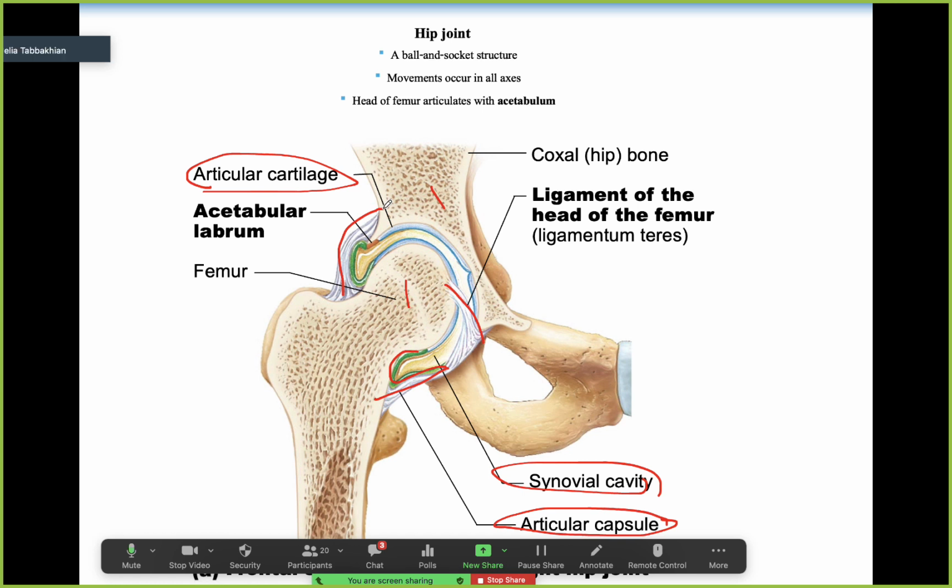So it just looks like something more complicated, but it still has the same features as a typical synovial joint. This is considered a ball and socket joint. So this is your ball, and the acetabulum is your socket, and it is a freely movable joint. You can move it in all directions.